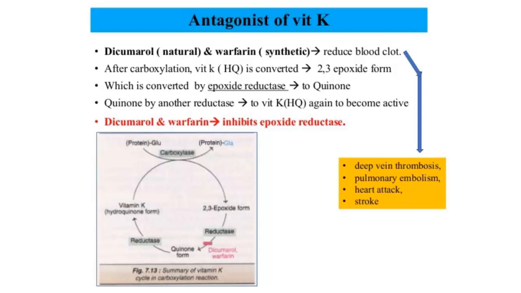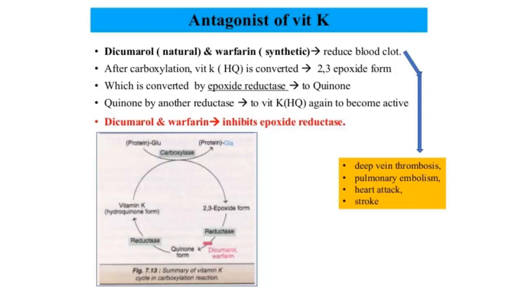Now what are the antagonists of vitamin K? There are two types of antagonists. One is natural, another is synthetic. Natural is dicumarol and synthetic is warfarin. Antagonists of vitamin K help in reducing blood clot formation.